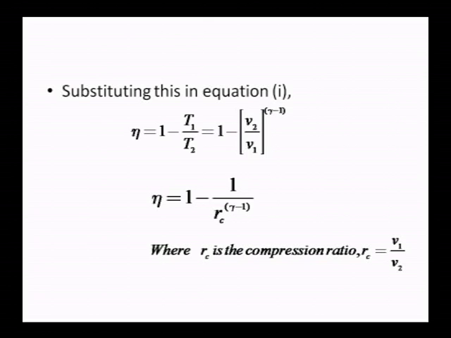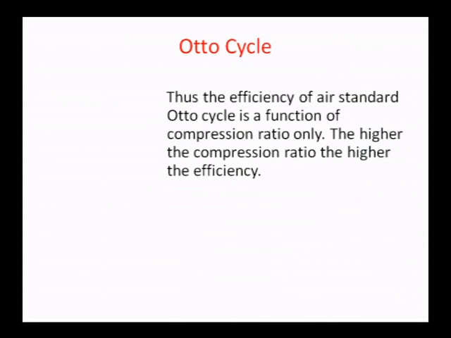That means from this equation you can say that it purely depends on the compression ratio. Efficiency of the Otto cycle depends on the compression ratio only. That means as the compression ratio is increased, the efficiency increases. Because the denominator is high, the whole term becomes less, so 1 minus that is more. So, as the compression ratio increases, efficiency also increases. Thus, the efficiency of the air standard Otto cycle is a function of compression ratio only.